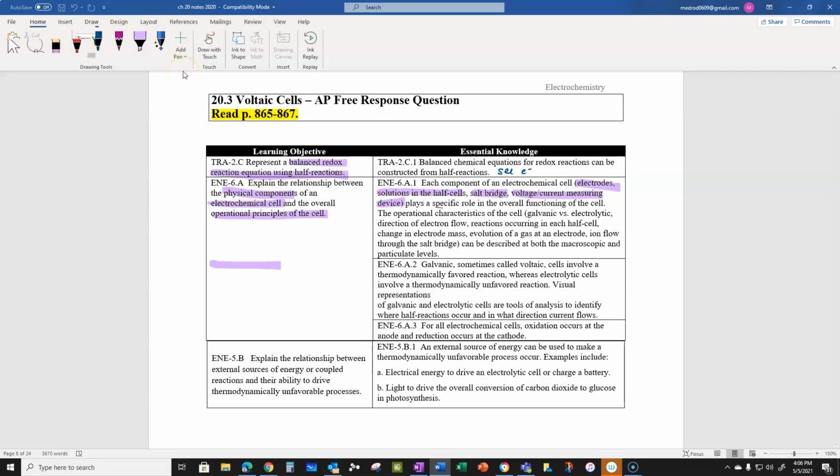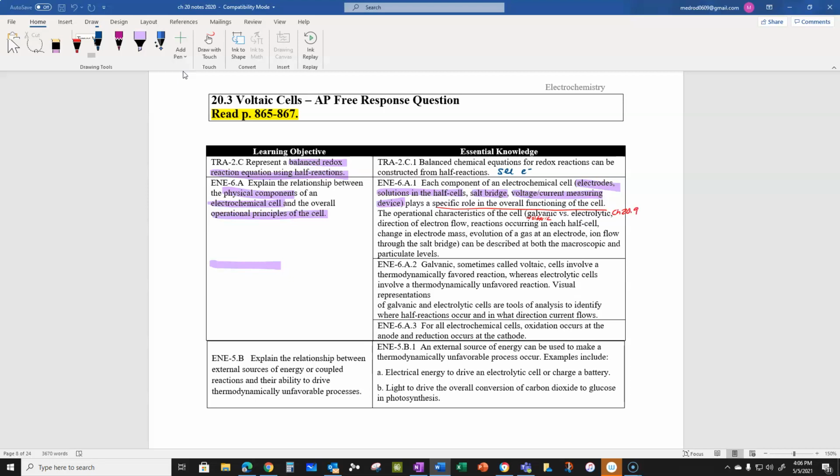The operational characteristics of the cell, there's two types of cells. There's a galvanic cell, which is also called voltaic. That's the one I'm used to. Galvanic or electrolytic. Now you're going to see electrolytic, the very last one, chapter 20.9.